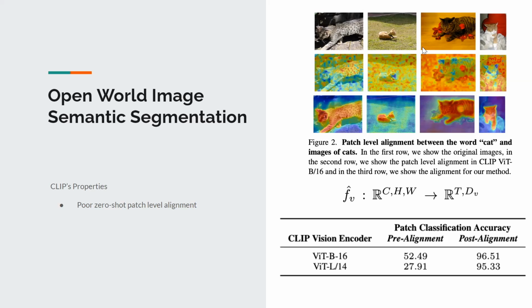Okay. So fact number one, we established that CLIP does not do very well at pixel to text alignment. Okay, not image to text. We know CLIP does very well at image level to text, but not at pixel level to text.